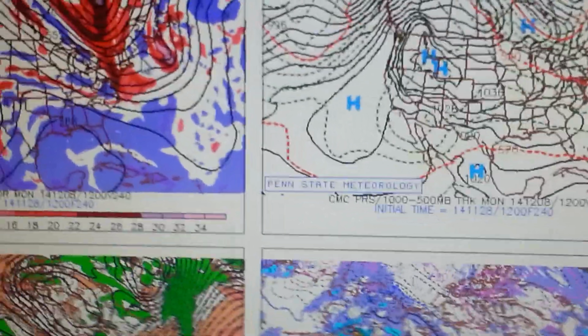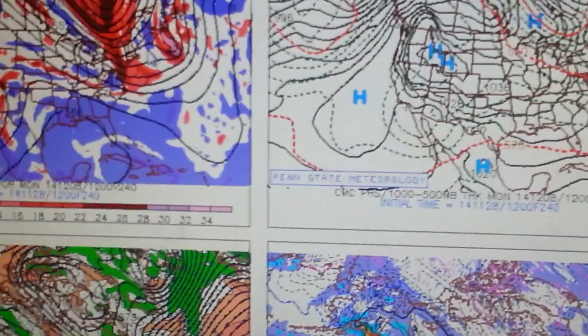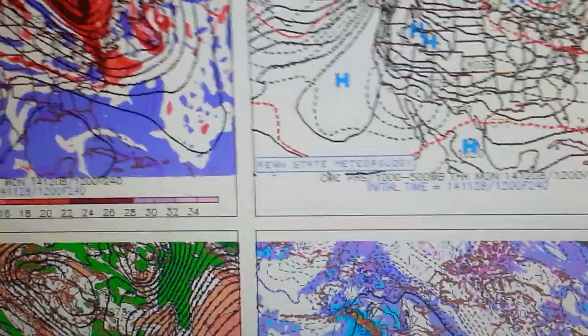Tuesday night into Wednesday, chance of rain. We warm up. Thursday, we are dry. We cool down. Friday and Saturday, we warm up again, and chance of rain anywhere in that Friday to Saturday time period with the next trough coming through.